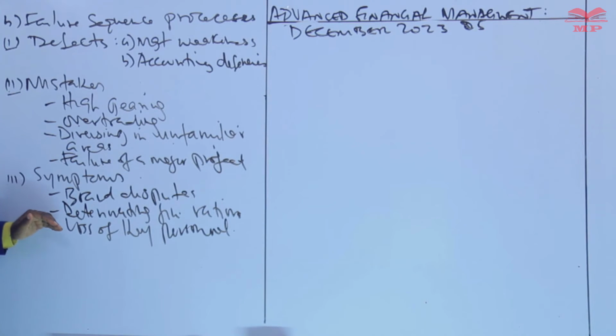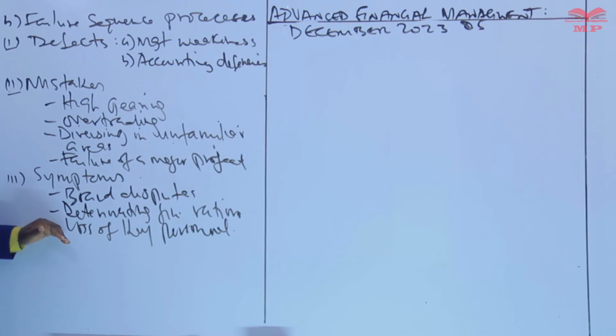Deteriorating financial ratios: key financial indicators like profitability, liquidity, and solvency ratios start declining. Then we also have board disputes. These are disagreements and conflicts which may emerge within the board of directors due to mounting pressures. The company may also lose key personnel. These are talented employees who leave due to lack of confidence in the company's future.